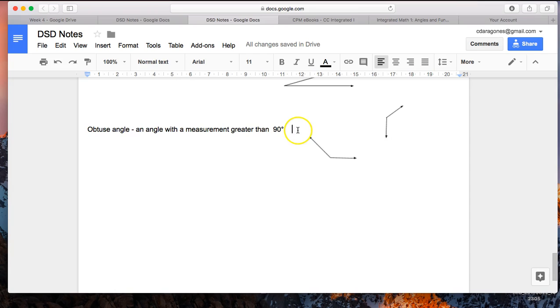Okay, so the last type of, not the last type. There are two more types of angles we're going to learn about. The next one is called a straight angle. So a straight angle is a type of obtuse angle, but it's very specific. It is an angle with a measurement of 180 degrees. So it's just a straight line, right?